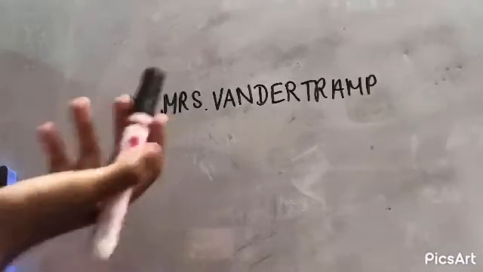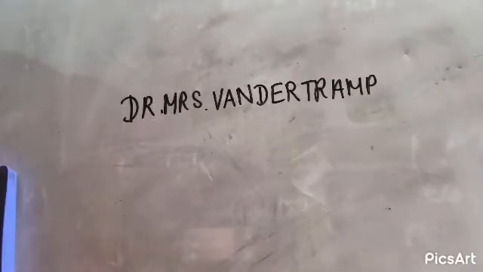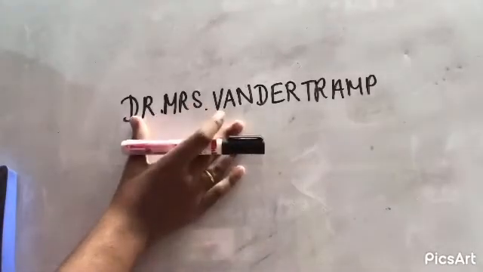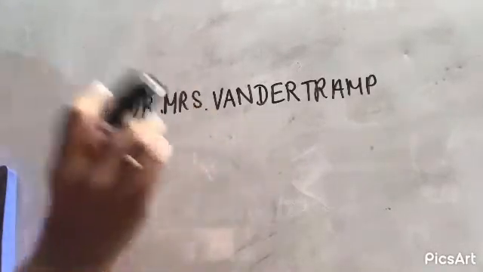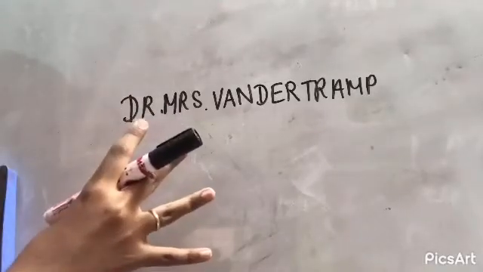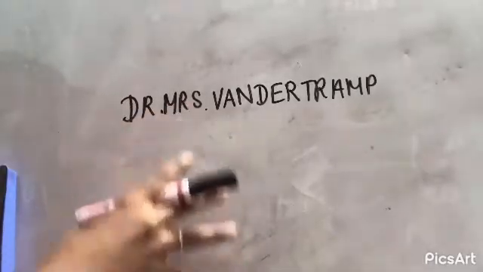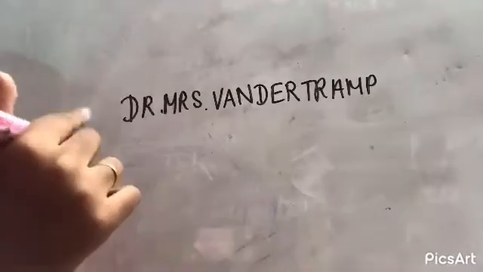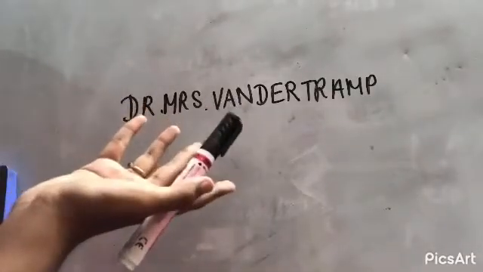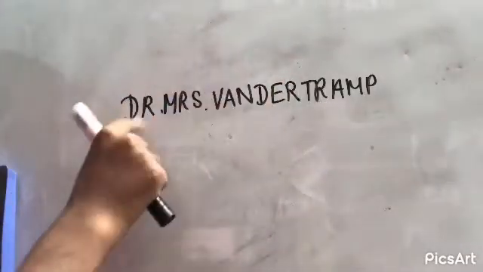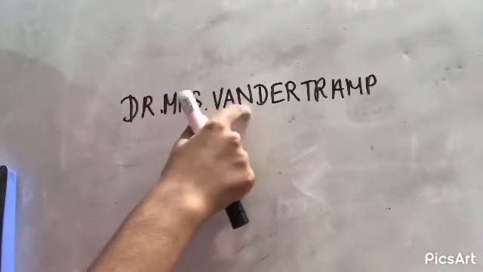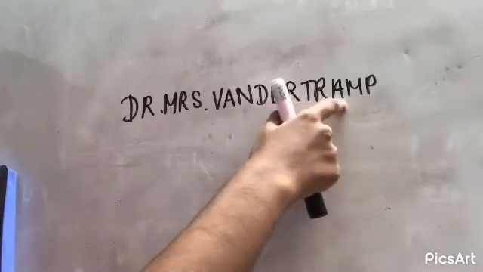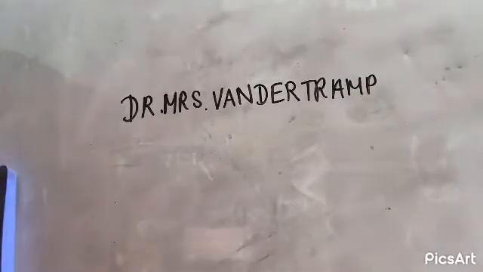So what have I written on this whiteboard? Dr. Mrs. Vandertramp. What is this? So actually this is an abbreviation. If you expand this, you will get 16 verbs, okay? And those 16 verbs are the verbs that take être as their auxiliary. So first of all, you can check if it has 16 letters. 1 2 3 4 5 6 7 8 9 10 11 12 13 14 15 16, 16 verbs, okay?